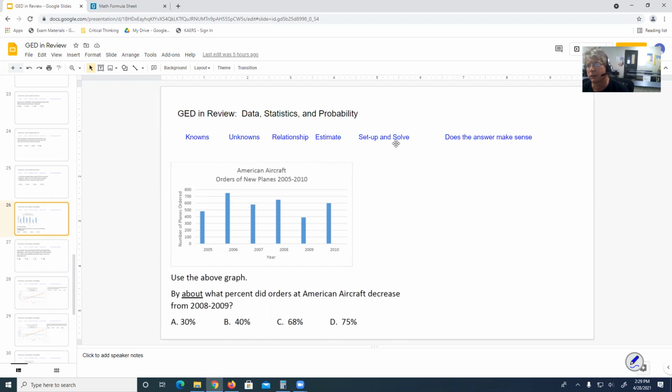Again, of course, set up and solve. If we can't get a really good estimate, then there's going to be a reason to really set the problem up and solve it. And that's where your math skills come in as well. So reading and then the ability to actually do the math, either using a calculator or a combination of paper and the calculator. And once you do solve the problem, always look back at your answer and see if it actually fits the problem. It makes sense. So let's go ahead and look at this first question here.